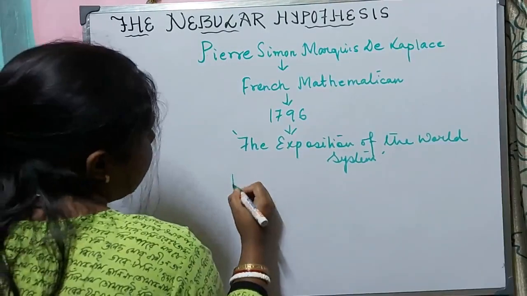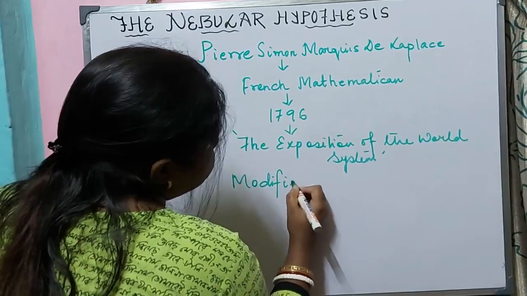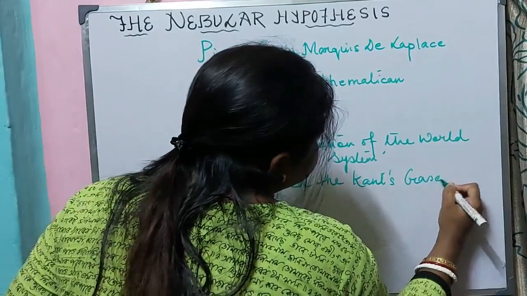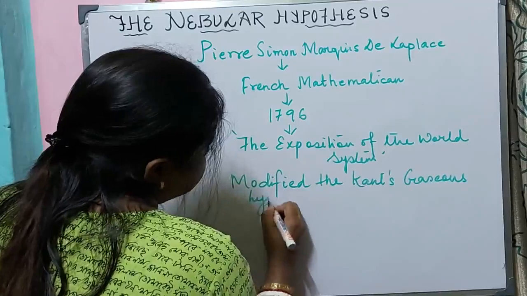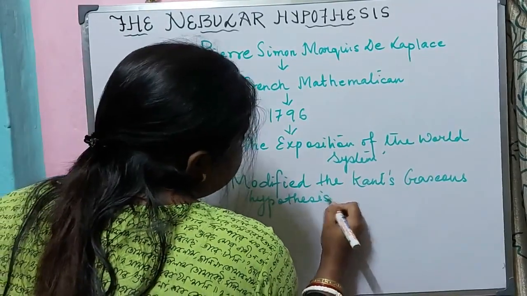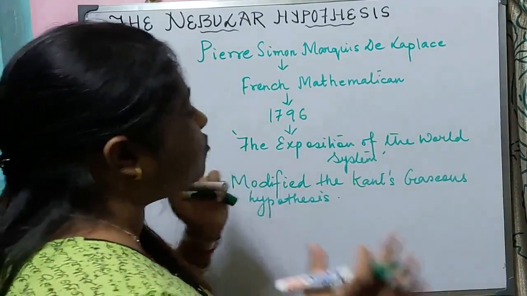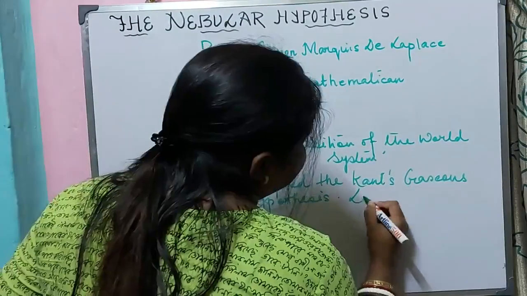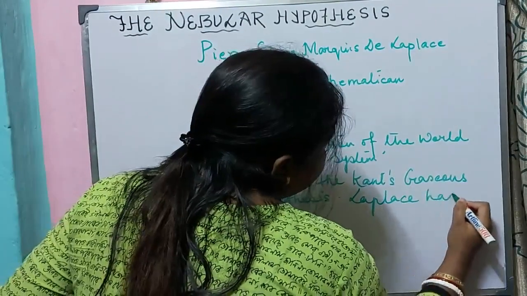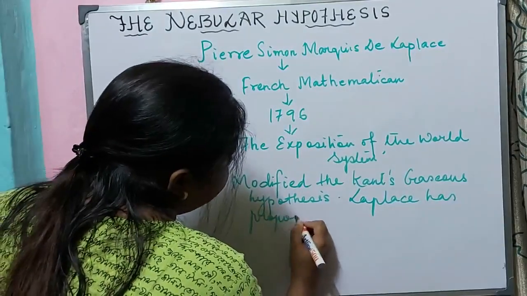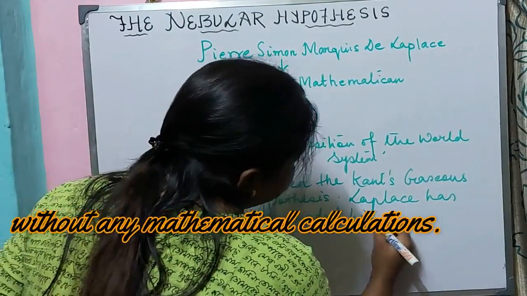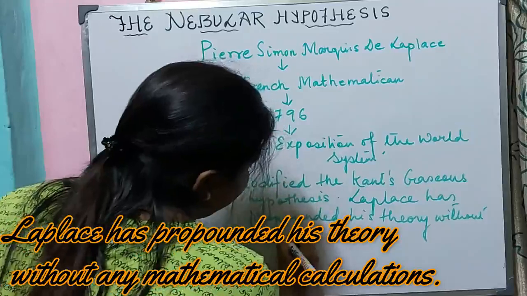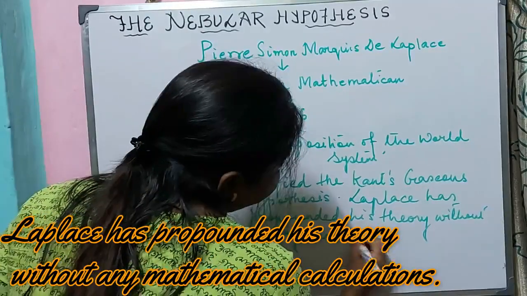Now Laplace actually modified Kant's gaseous hypothesis. So the nebular hypothesis is just a modified version of Kant's gaseous hypothesis. Now we will see that Laplace propounded this theory without any mathematical calculations.